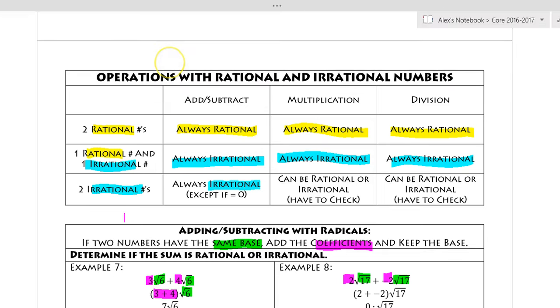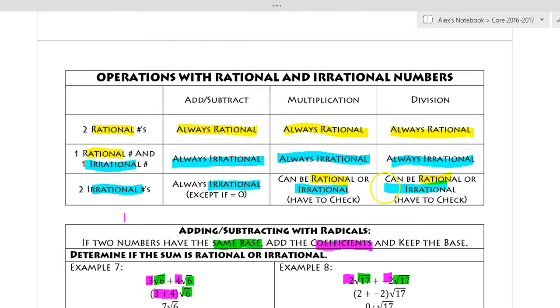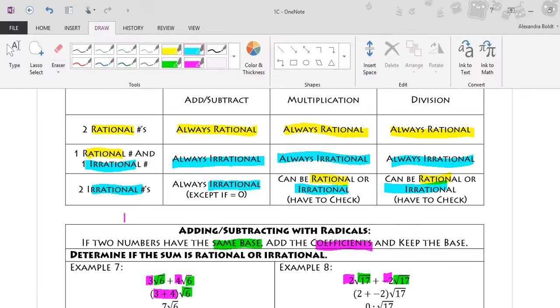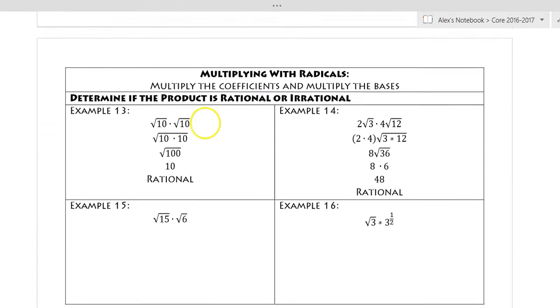Then, if I have two irrational numbers, then for these ones, it can be rational or it can be irrational. So for that one, I have to check, right? So the only time it really is the one you have to make a decision on is when you have two irrational numbers for multiplication and division, right? So let's look at some examples. Go ahead and turn the page, right?